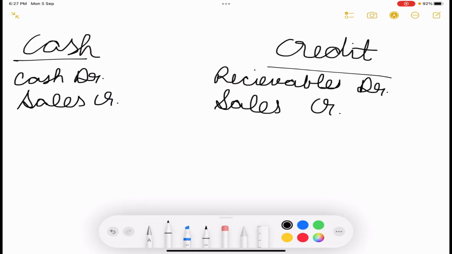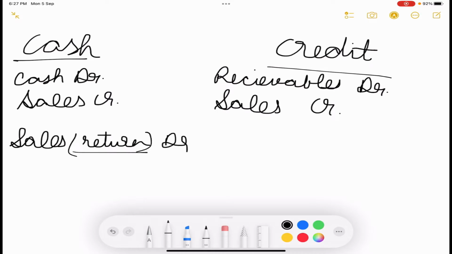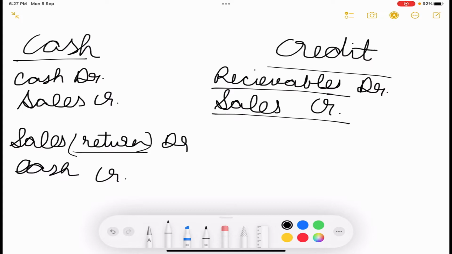Now whenever we have a sales return, what is the entry? You give their cash back, right? So here, sales return or sales account, whatever, gets debited, this is the return, and you give the cash back to them, right? And the same thing with the receivables. We will look into that also.